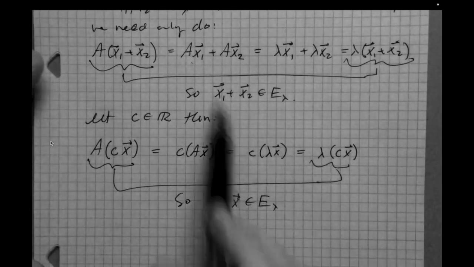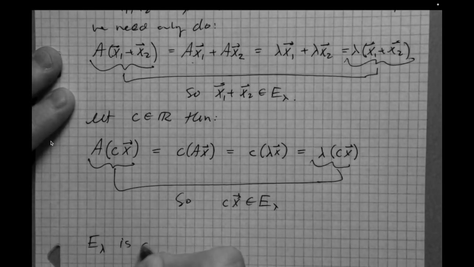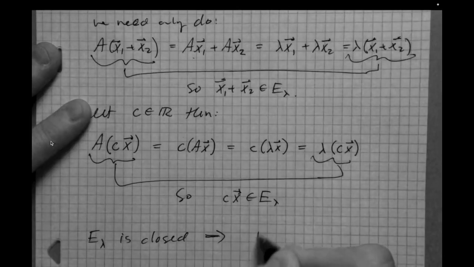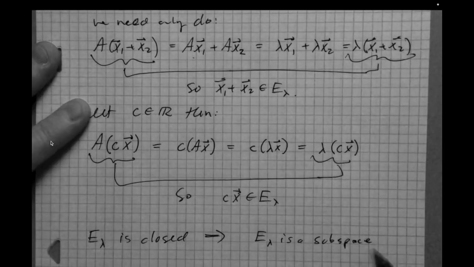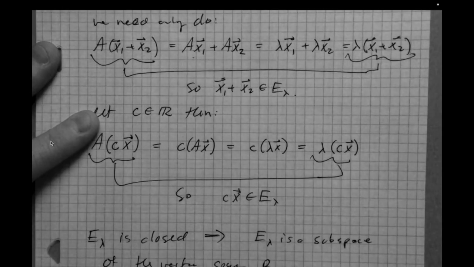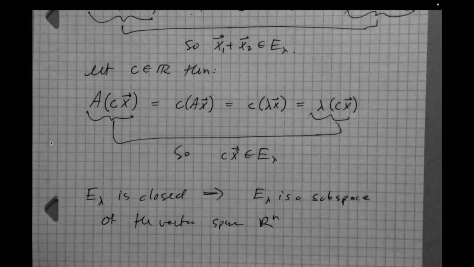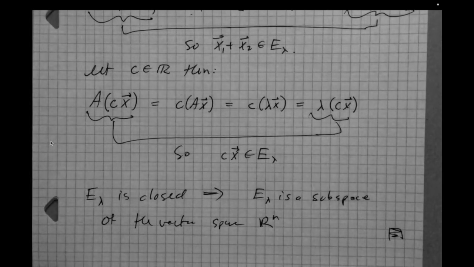Okay, and what does that mean? Well, we have closure. E lambda is closed. And that implies E lambda is a subspace of the vector space Rn. Okay, perfect. So it's a very simple kind of proof. It just uses a straightforward definition of these things and does a good job of making clear what's going on and how the subspace works.